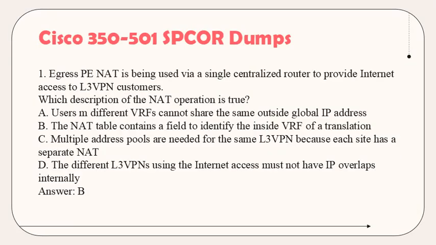1. Egress PE-NAT is being used via a single centralized router to provide Internet access to L3 VPN customers. Which description of the NAT operation is true? A. Users in different VRFs cannot share the same outside global IP address. B. The NAT table contains a field to identify the inside VRF of a translation. C. Multiple address pools are needed for the same L3 VPN because each site has a separate NAT. D. The different L3 VPNs using the Internet access must not have IP overlaps internally. Answer: B.